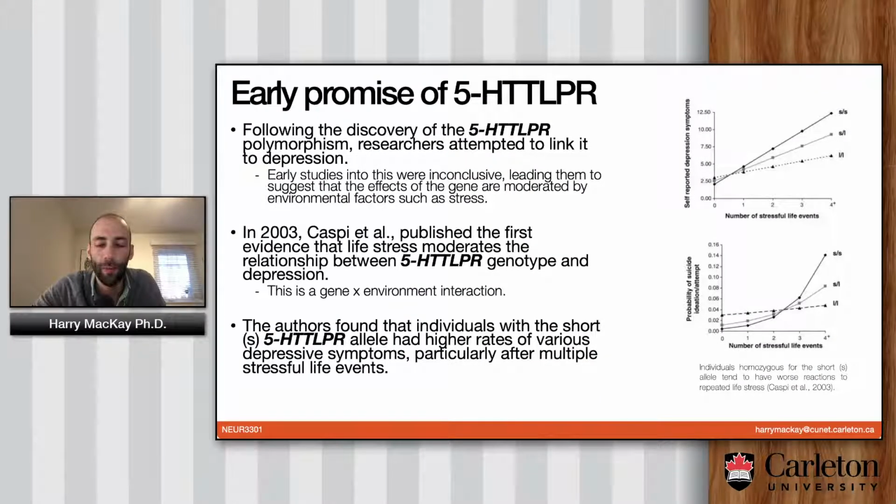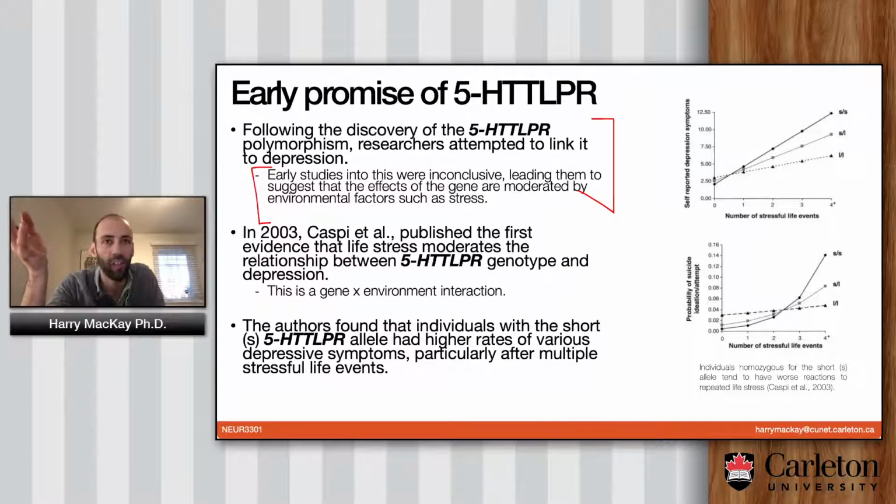So when this was first discovered, people felt it to be a very promising option, because it's a fairly common polymorphism that actually affects serotonin neurotransmission and seems to be linked to depression. The early studies that tried to make this link, at least, were rather inconclusive. It's not quite as simple as saying that if you have the long allele or the short allele, you'll be more likely to be depressed.